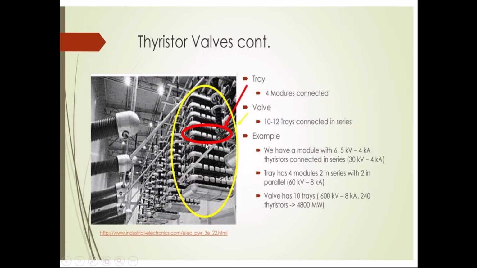You can see that the part highlighted with red color is nothing but one tray, which contains the 4 modules, 2 in series and 2 in parallel. So each tray has a rating of 60 kV, 8 kilo ampere, and in one valve there are suppose 10 trays, all connected in series. So the voltage rating becomes 10 multiplied by 60, that is 600 kV, and there is no parallel connection, so the current rating remains 8 kilo ampere. So this one valve is operated at 600 kV, 8 kilo ampere.